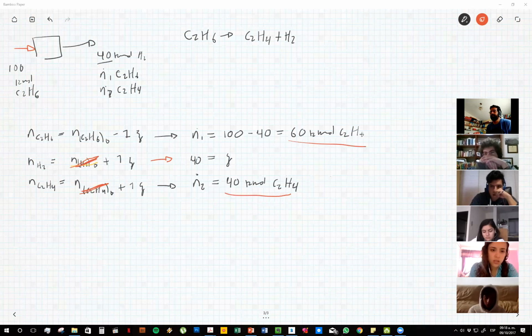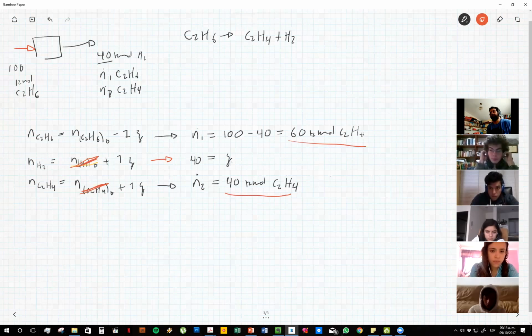Yes. Why did you cross the NH2? They say NH2 equals to something I don't... This is the, well, okay, sorry. This is the extent of the reaction, right? This particular letter that I can write very well, that is the extent of the reaction, right?